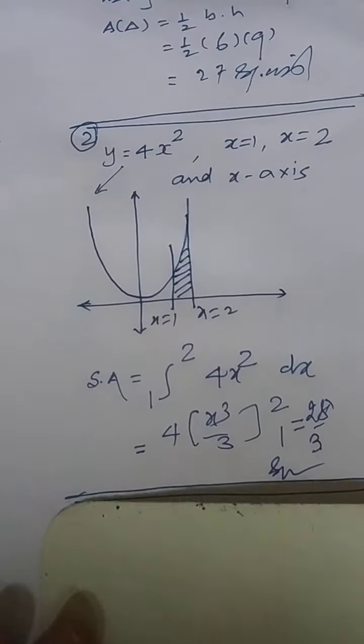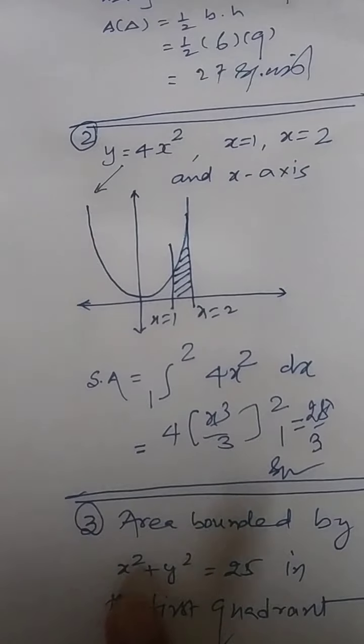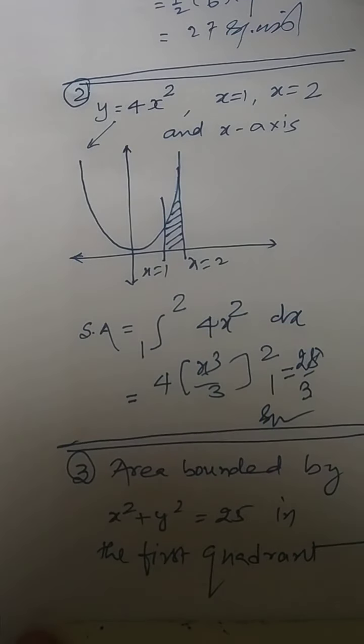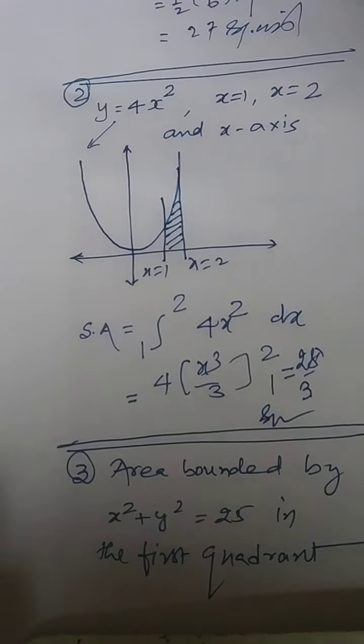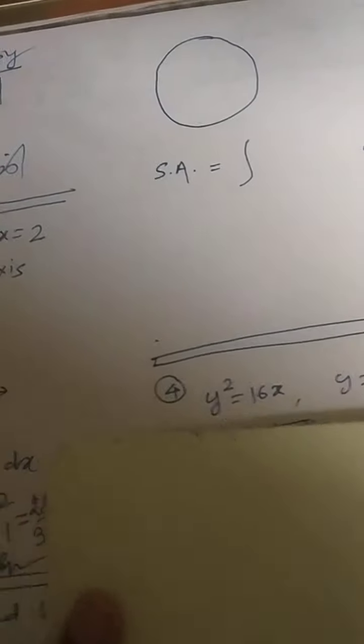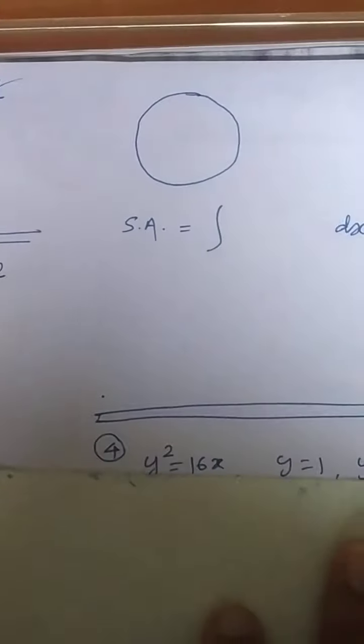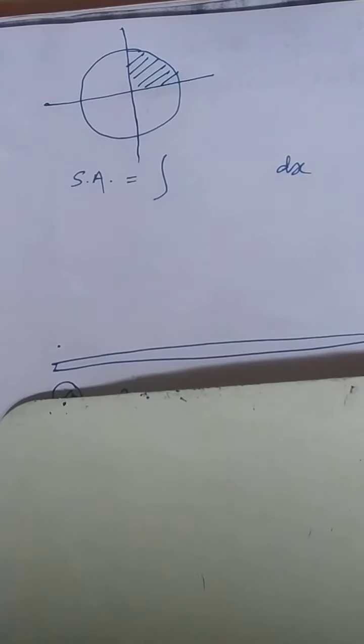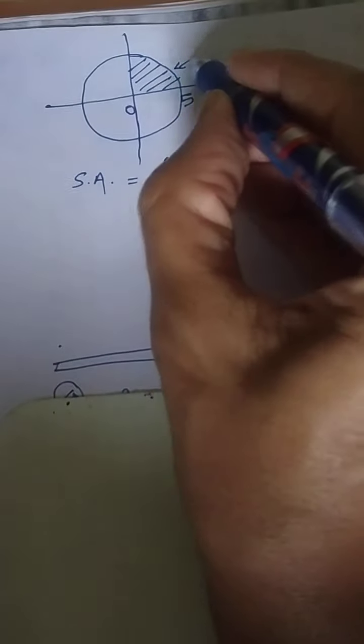Okay, integration. Now, area bounded by x square plus y square equal to 25 in the first quadrant. You are aware this is nothing but a circle. Look at this circle, x square plus y square is nothing but the circle. Now, what is the radius of this circle? 5. Correct. The question is asking to get this area. This is the origin, and over here it will be 5, 0.